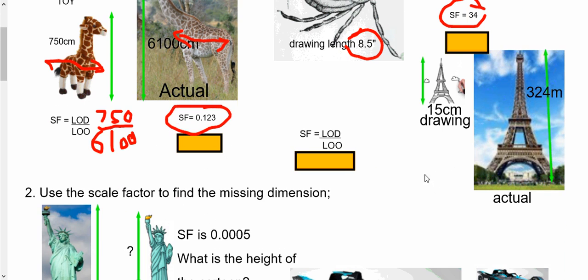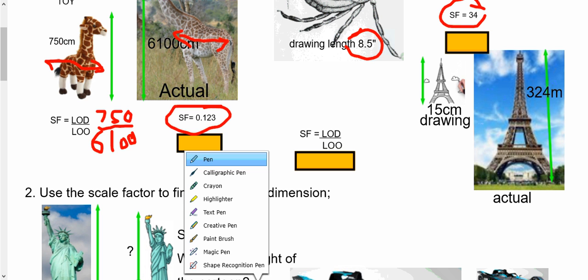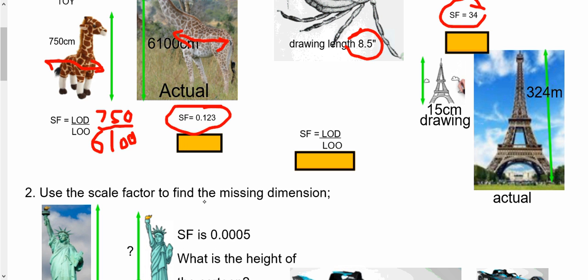Okay, anyway, let's look at this. So this kid has got a drawing of the Eiffel Tower. I think it's pretty good. And the actual Eiffel Tower. Now, just so that you guys know, it's not always easy peasy, lemon squeezy. Watch this. This is in centimeters. This one is in meters. You have to compare the same things. So you could convert centimeters into meters or meters into centimeters.